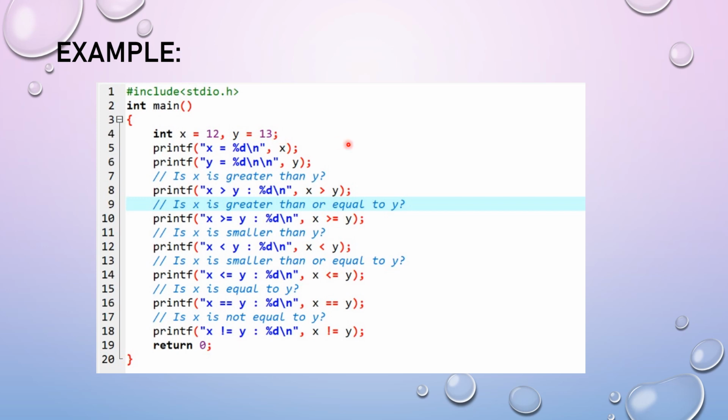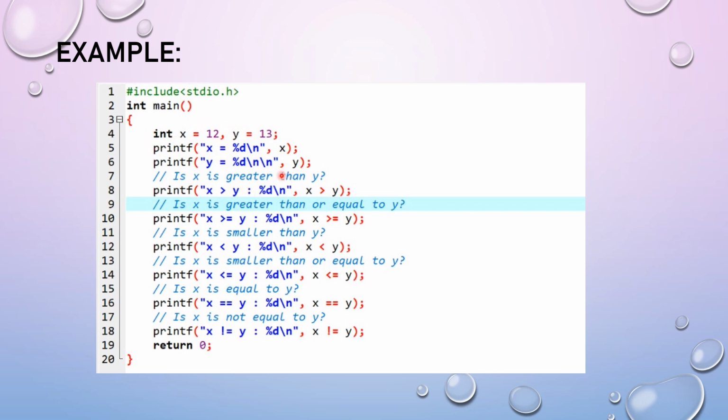Okay, now these two printf lines are used to show what the values of x and y are. Okay, now in this line we are checking is x greater than y. This is under quotes, so it will come as it is, but here is the percentage d. Percentage d we have used for integer.